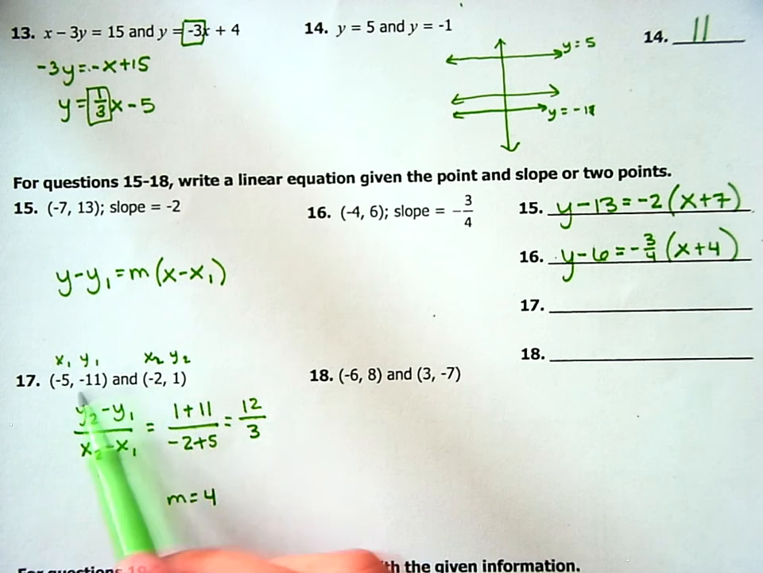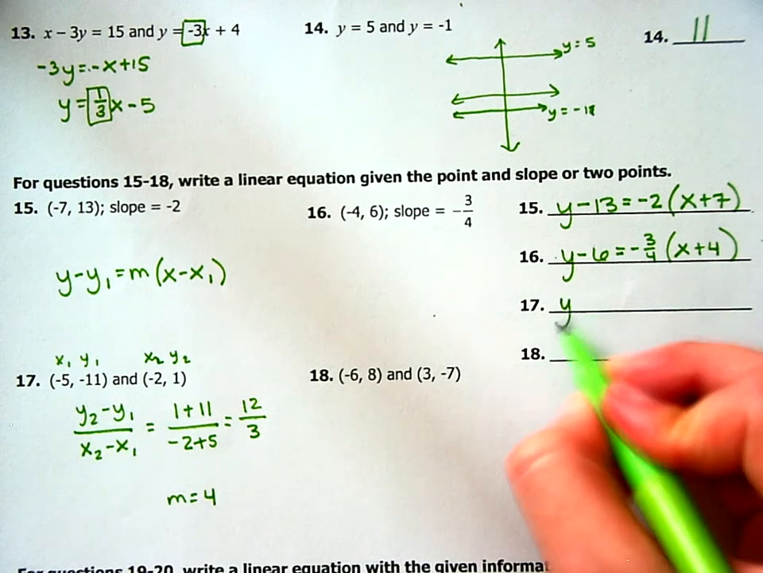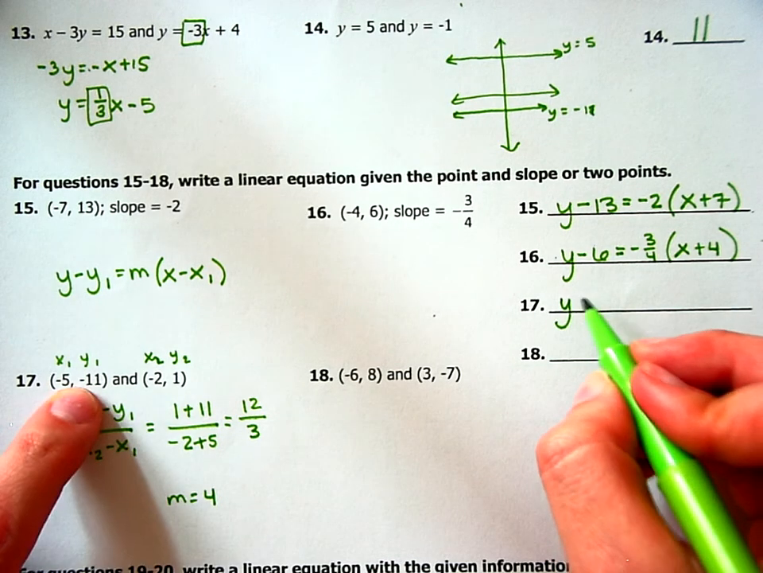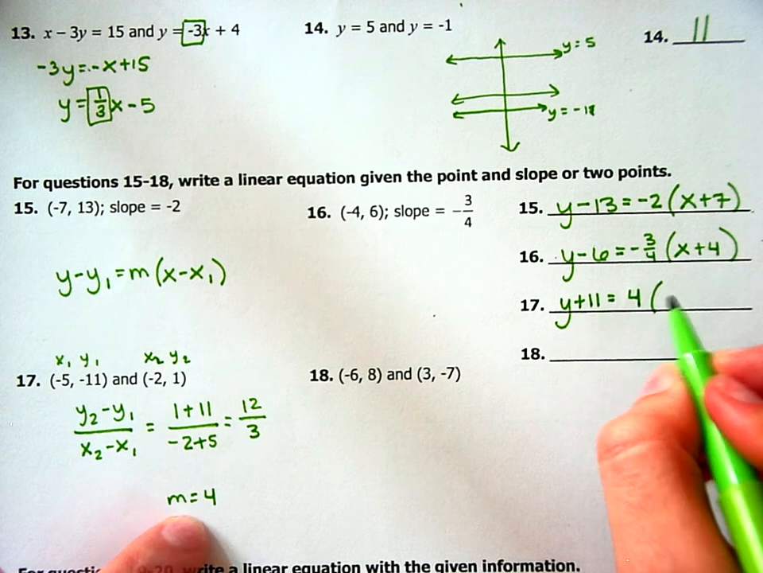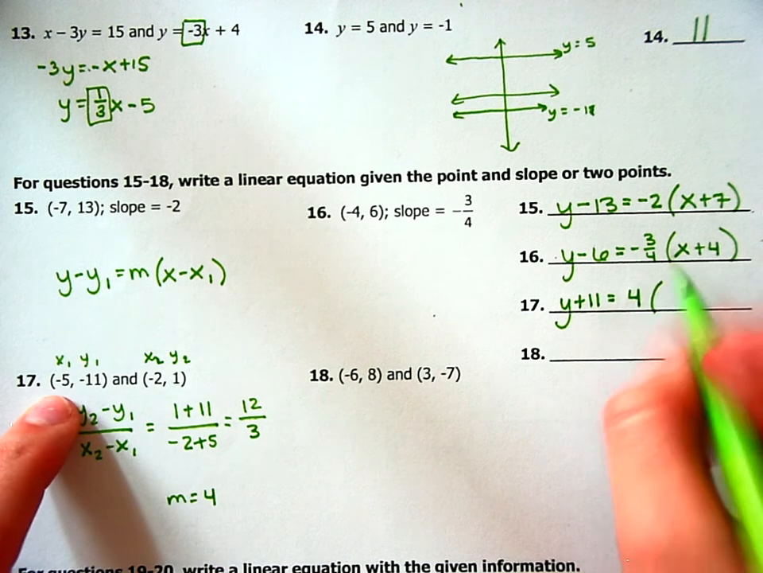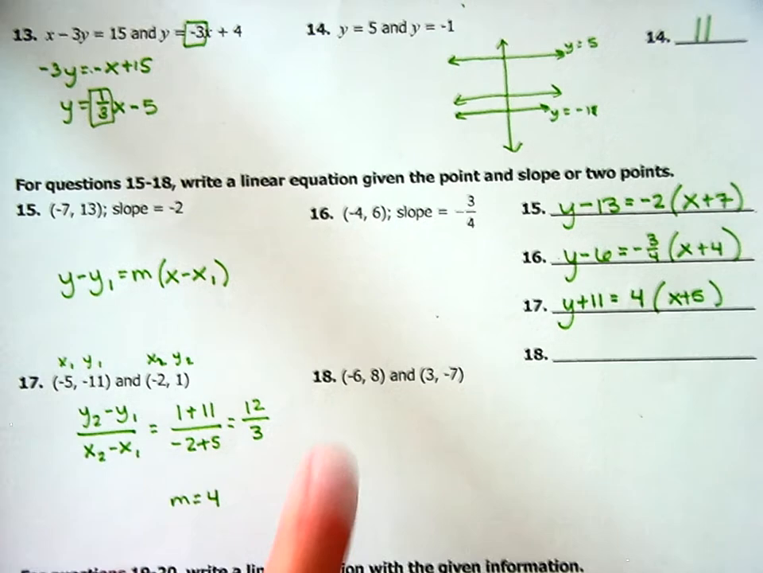Now we can go in and write our equation. You can pick either of these points, doesn't matter. I'll just pick the first one. So we're going to do y minus negative 11, so it's y plus 11. Our slope is 4, and then x minus negative 5. That's like x plus 5. Okay, so let's do the same thing for this next one.